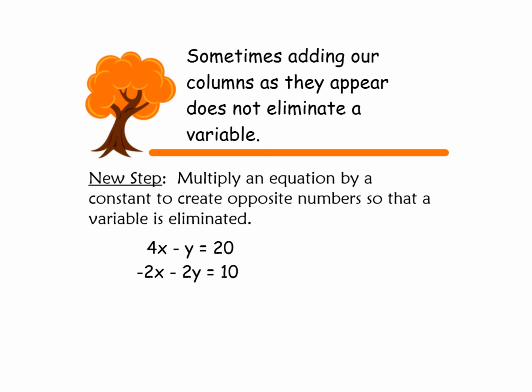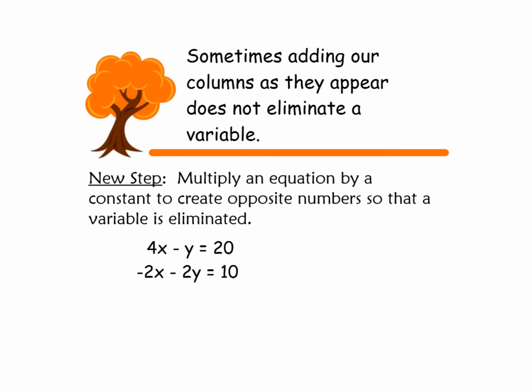So if you look at this problem down here, if I tried to add them right away, I would get 4 plus negative 2 is 2x. Negative y plus negative 2y is negative 3y, and 20 plus 10 is 30. And so if you look, I still have an x variable and a y variable, so it's not really helping me solve as is. So in order to fix that problem, we would need to multiply one of the equations by a number to create opposite numbers so that a variable is eliminated.